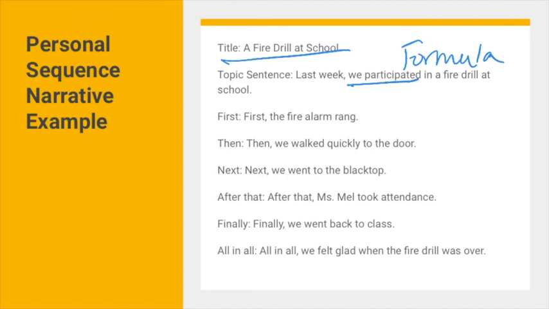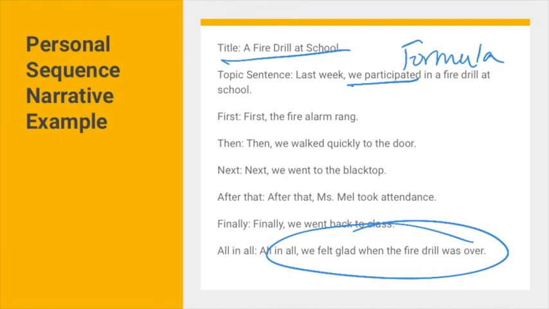First, the fire alarm rang. Then we walked quickly to the door. Next, we went to the blacktop. After that, Miss Mel took attendance. Finally, we went back to class. All in all, we felt glad. Remember that overall impression. How did you feel? All in all, we felt glad when the fire drill was over.